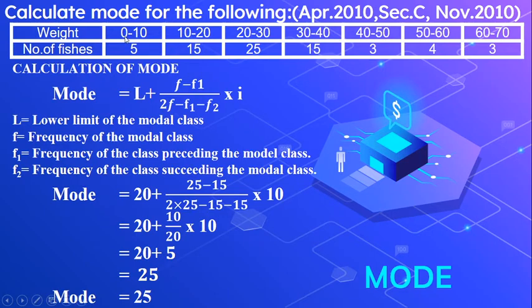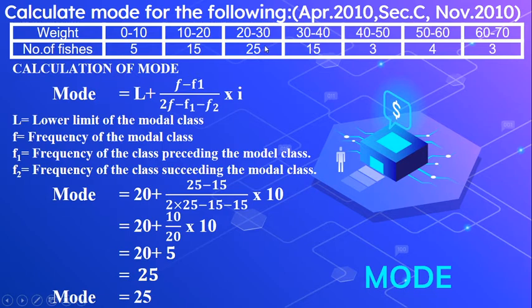So, when it is a continuous series, we have the class interval and the frequency. The weight over here is given as class interval, and the number of fishes, or the number of anything, is the frequency, the number of times the particular value occurs. Mode is found by the formula as given below: L plus (F minus F1) by (2F minus F1 minus F2) into I. Mode is the value which occurs the maximum number of times.